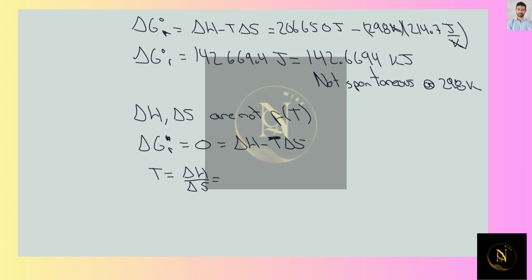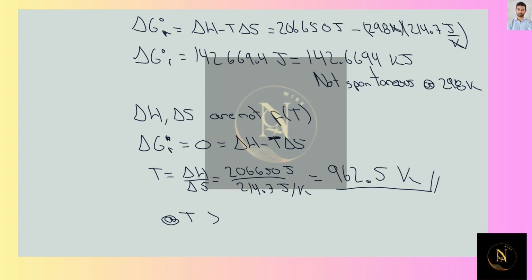So this temperature corresponds to, again, 206,650 joules divided by 214.7 joules per Kelvin. And this is equal to 962.5 Kelvin. At this temperature, the reaction starts to become spontaneous. And as you can see, as we increase the temperature, at temperatures larger than or equal to 962.5 Kelvin, the reaction is spontaneous.